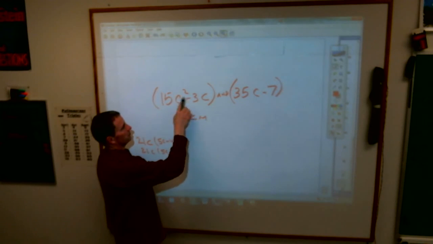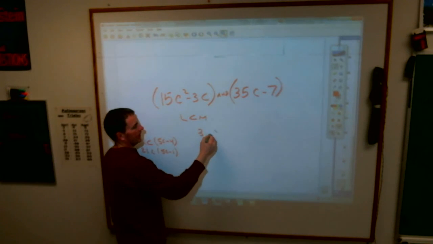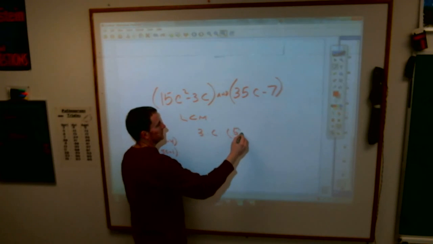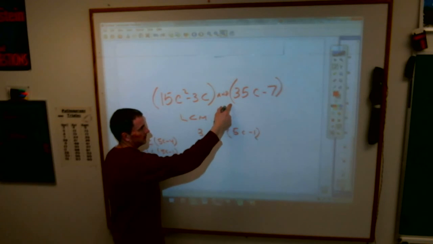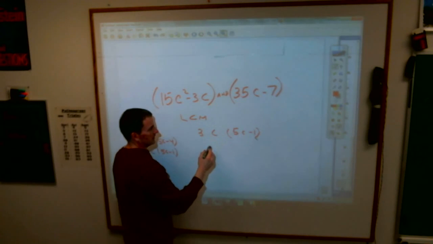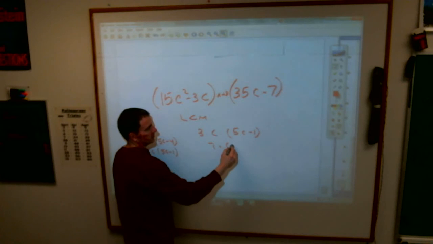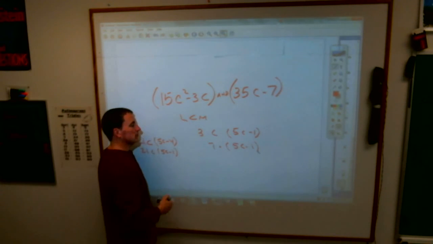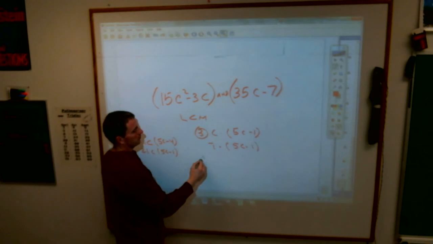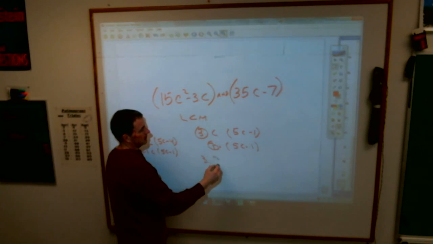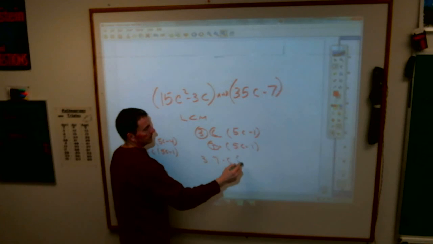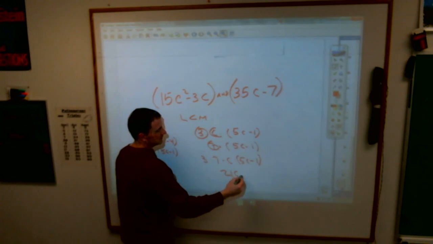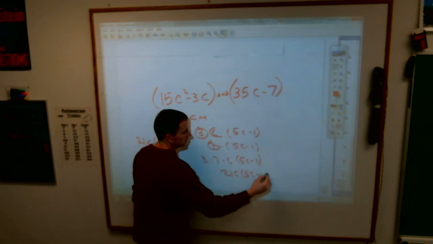You can take a 3C out of this first one, which is as low as it'll go. And if you take a 3C, you're left with a 5C minus 1. Out of this one, you can take a 7 out, and you're left with a 5C minus 1. And as long as these are the same, you only have to take one of them. So using the rule, take one 3, one 7, one C, and then one 5C minus 1. So it is 21C times 5C minus 1.